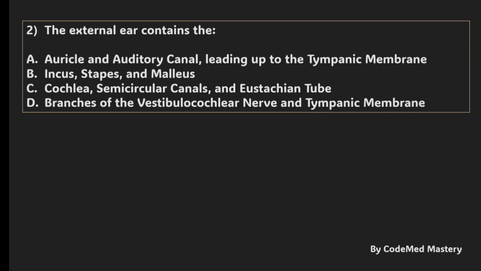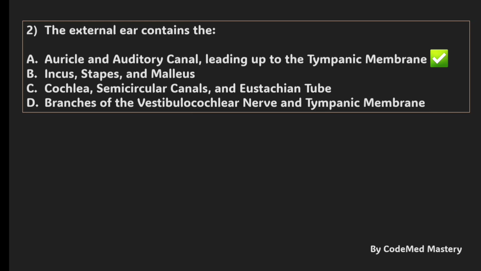Next question. The external ear contains the... Read the options. The right answer for this question is option A. The external ear contains the auricle and external auditory canal leading up to the tympanic membrane.